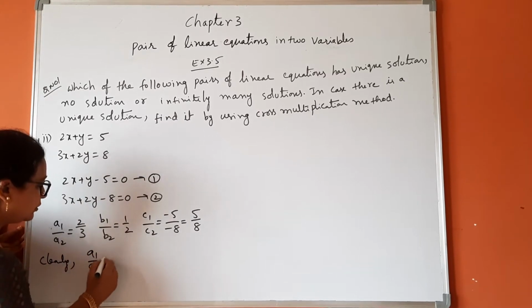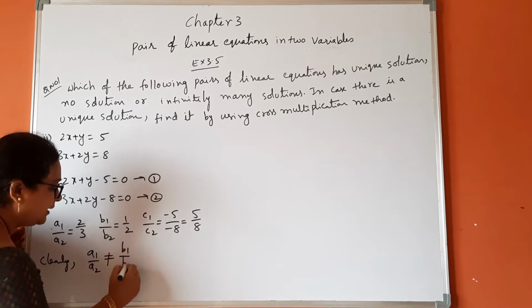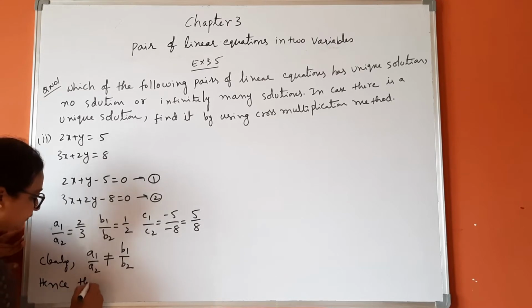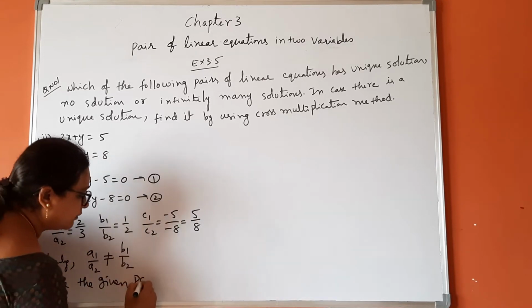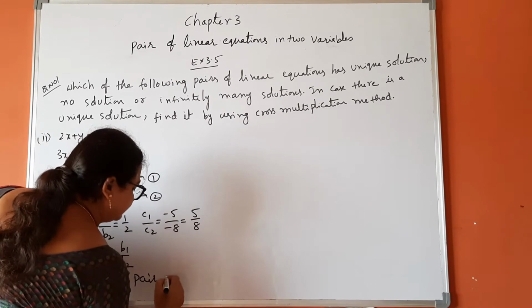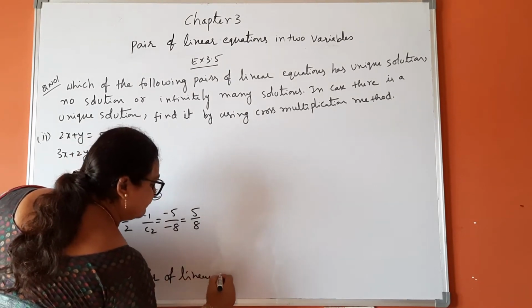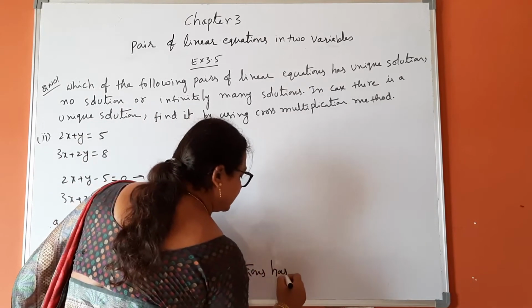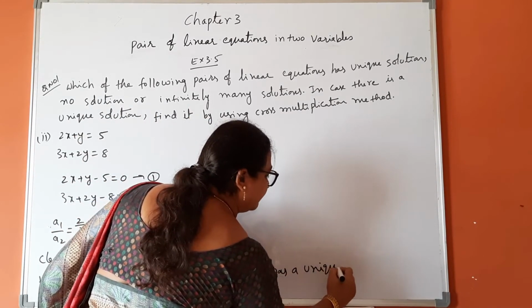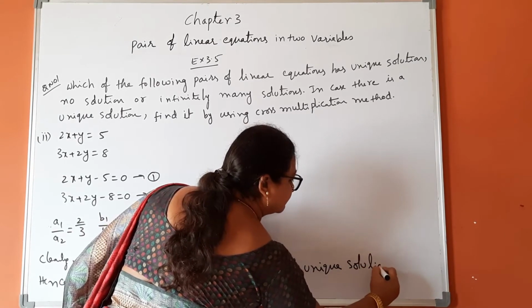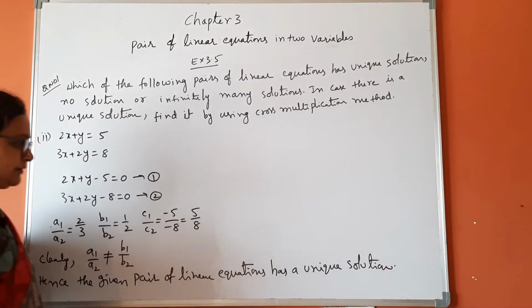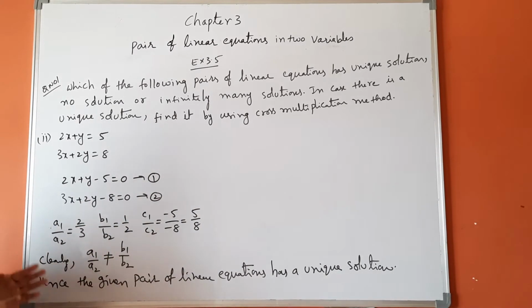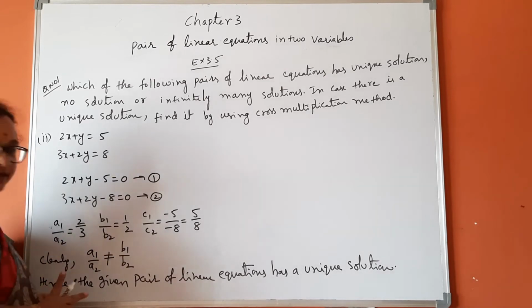So clearly A1 by A2 is not equal to B1 by B2. Hence, the given pair of linear equations has a unique solution. So they have a unique solution. We need to find the unique solution by cross multiplication method now.